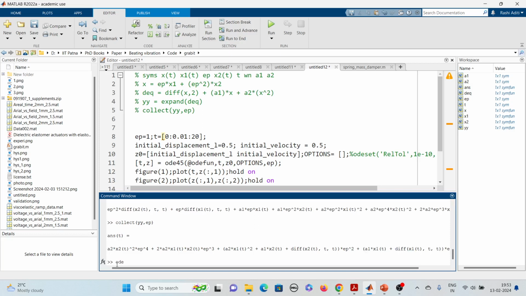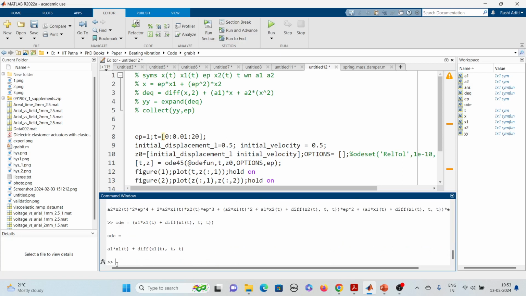So I'll define ODE equals this. I copied whatever is multiplied with EP, and I defined ODE with this. Now I want to get the solution, so I'll call the dsolve command. See, it gave me the solution, isn't it? It gave me the solution of the equation, the first differential equation that I get in terms of x1.